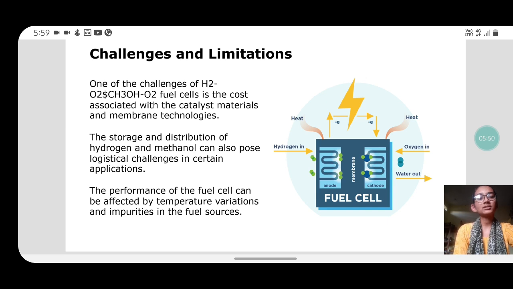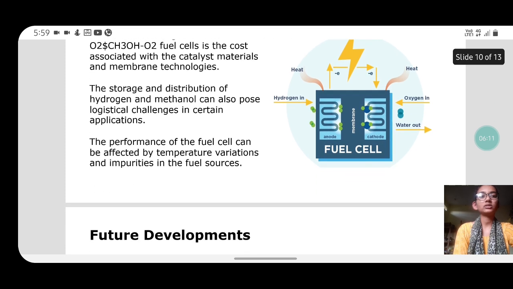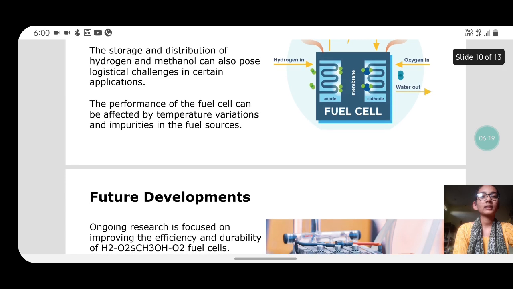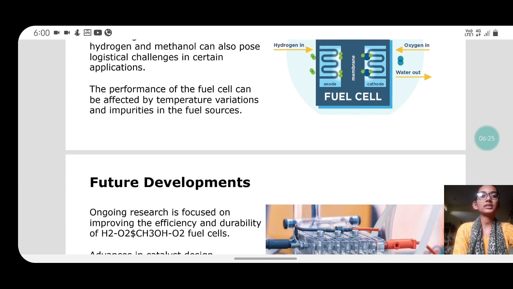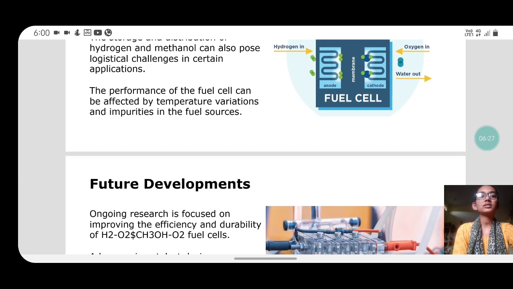Challenges and limitations. One of the challenges of hydrogen-oxygen and methanol-oxygen fuel cells is the cost associated with the catalyst material and membrane technologies. The storage and distribution of hydrogen and methanol can also pose logistical challenges in certain applications. The performance of a fuel cell can be affected by temperature variations and impurities in the fuel.